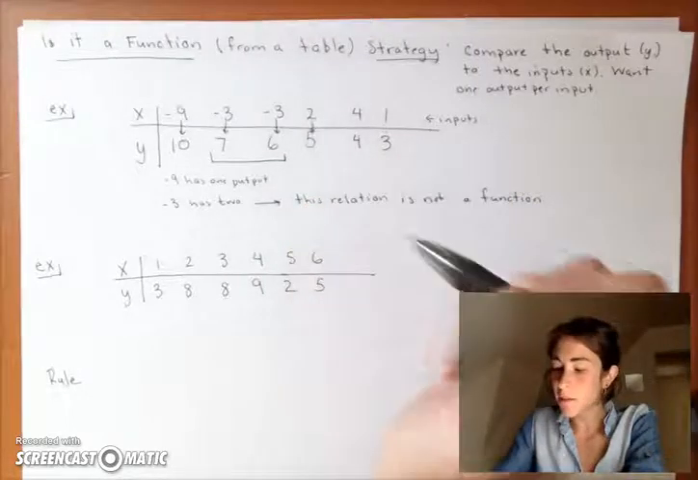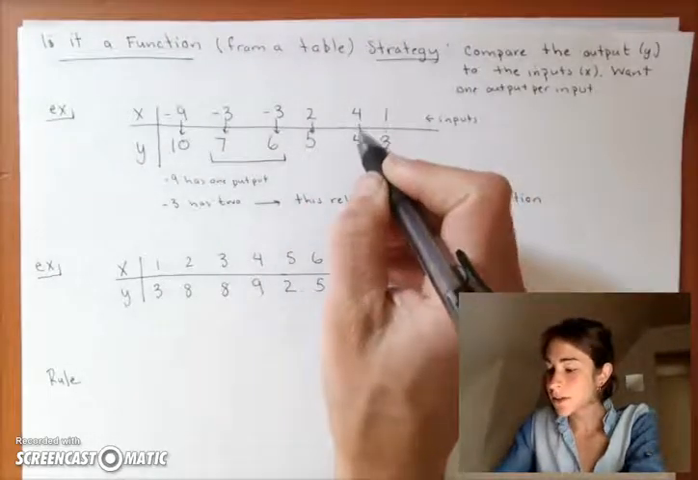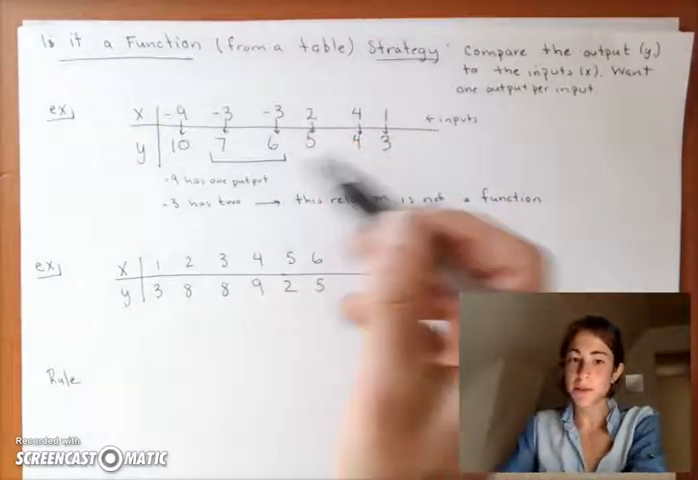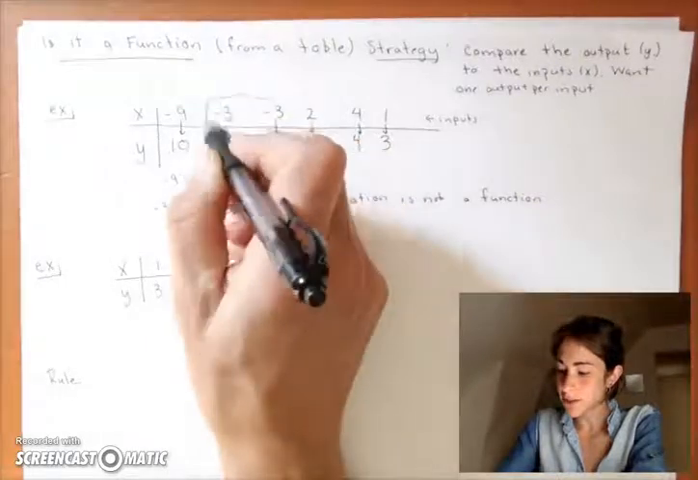2 has a single output of 5, 4 goes to 4, and 1 goes to 3, but none of these inputs go to more than one output like -3 does.